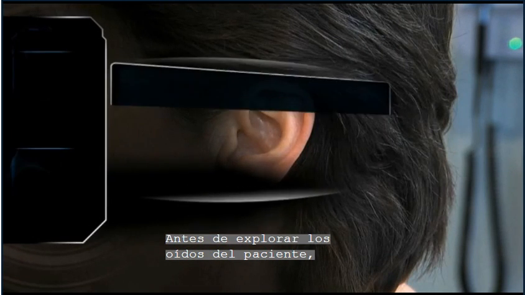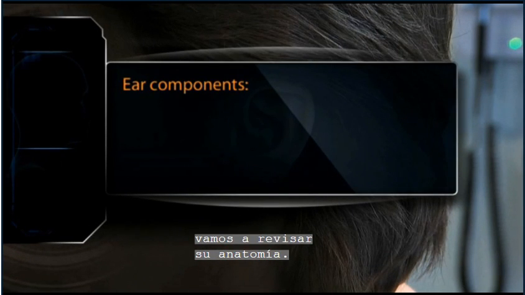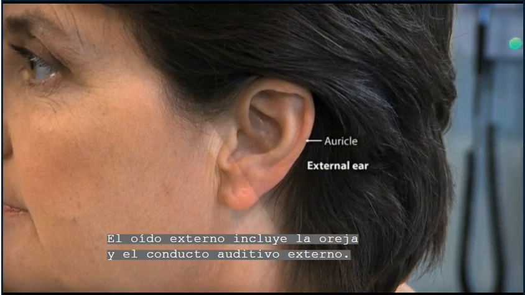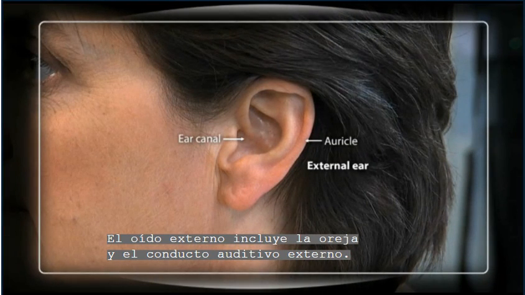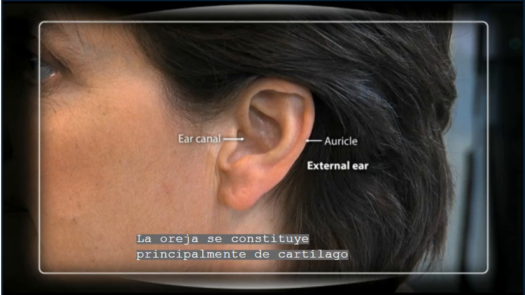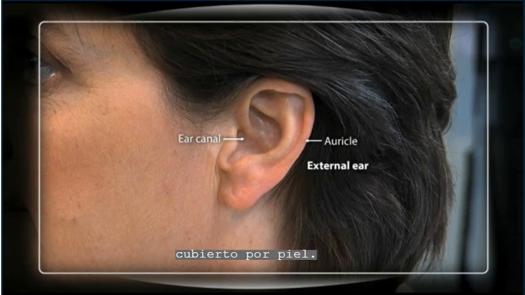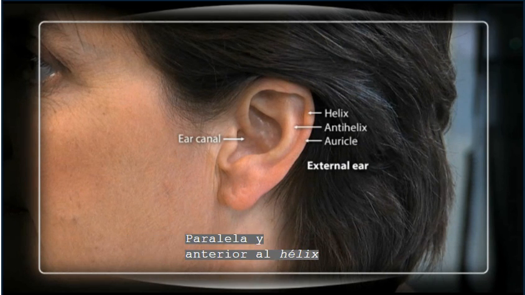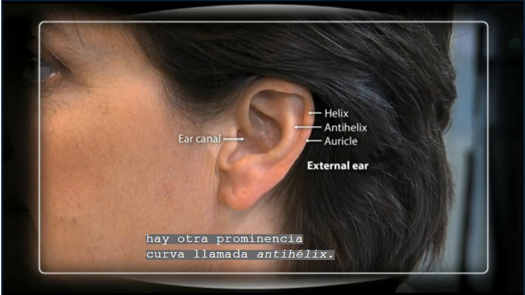Before examining the patient's ears, let's review their anatomy. The ear is composed of 3 components: the external ear, the middle ear, and the inner ear. The external ear includes the auricle and the ear canal. The auricle consists chiefly of cartilage covered by skin. Its prominent curved outer ridge is the helix. Parallel and anterior to the helix is another curved prominence called the antihelix.